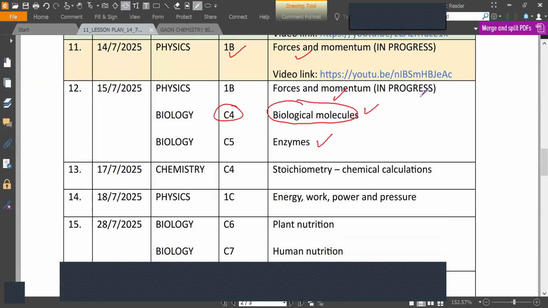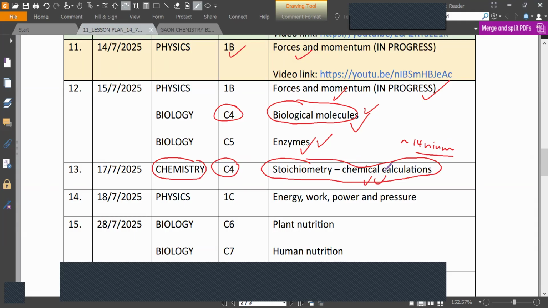So basically we finish everything. Physics, forces and momentum, biology, biological molecules done, enzyme done. So now we will move on to chemistry, unit 4. Stoichiometry, chemical calculations. So this is all about chemical calculations. We still have around 14 minutes, so we're just going to get started on this stoichiometry. This is a big topic, so we're going to get started and try to make some progress, and then we can continue next time.